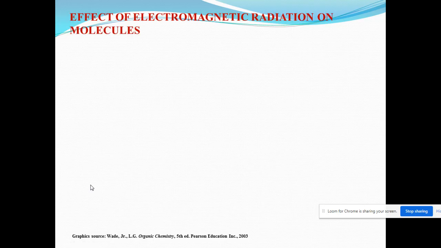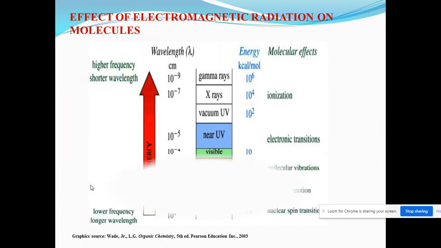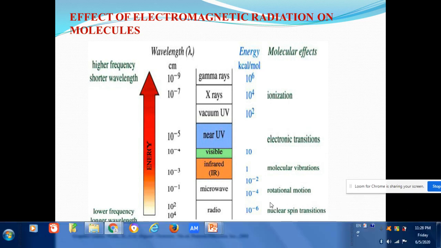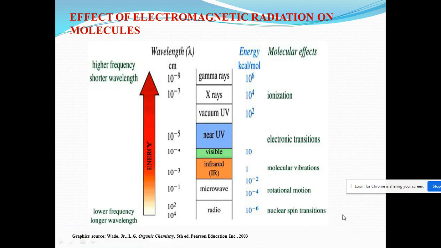Now, the effect of electromagnetic radiation on the molecules. These are the various molecular effects, from lower frequency and higher wavelength to higher frequency and shorter wavelength range. In this region, various molecular effects occur: ionization, electronic transition, molecular vibration, rotational motion, and nuclear spin transitions. Today, we will discuss IR spectroscopy.